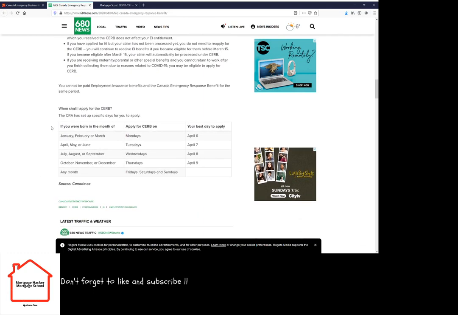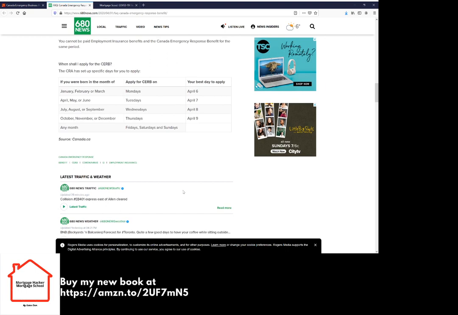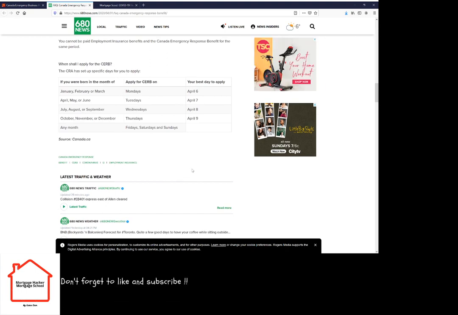And when should you apply? This is interesting. Depending on your birth month, January, February, March, then it's April 6th, and so on. Any month, you can apply Friday, Saturday, and Sunday. So I think they don't want everyone to apply on April 6th, because then their website will probably be down. And I still think that on April 6th, it will be down every single day. There will be a lot of people applying for this.